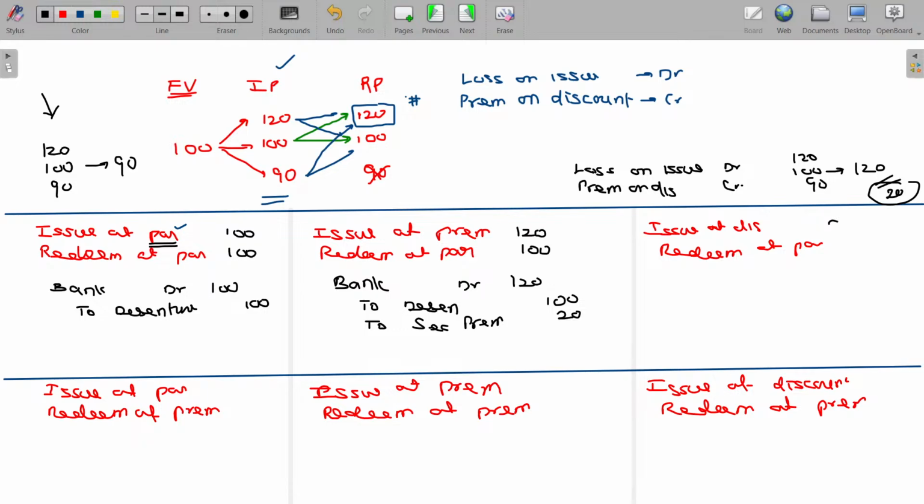But if you are issuing at discount and redeemable at par, what is the entry here? Bank account debit. Discount being the loss, I am debiting discount on issue of debenture, debit to debenture account. The amount credited to the debenture account being 100, collected being 90, the difference between these two is your loss, named as discount on issue of debenture here.